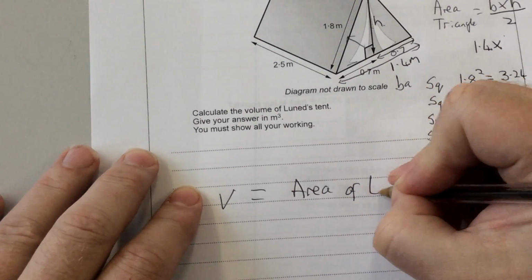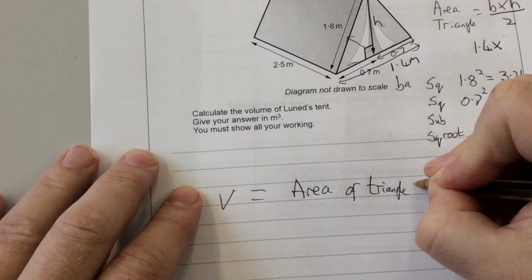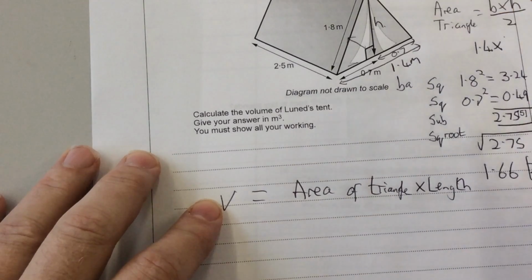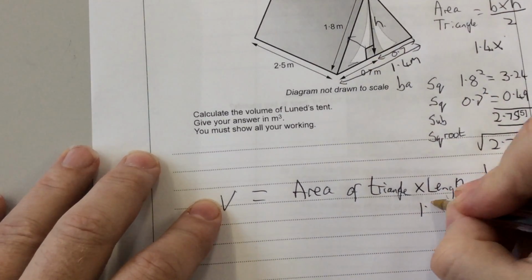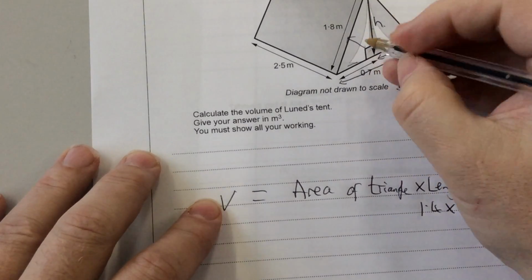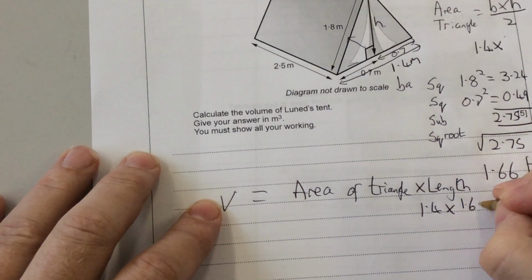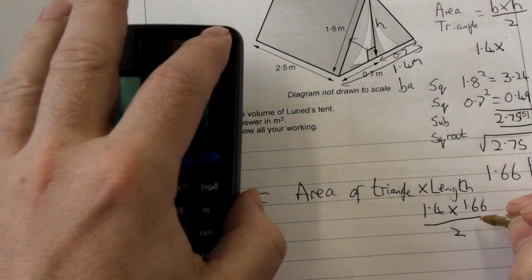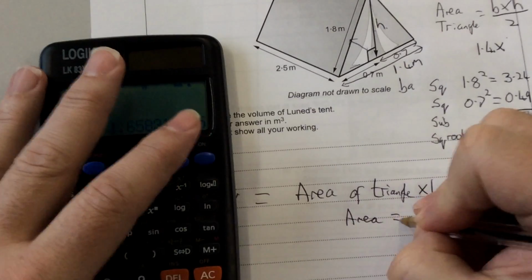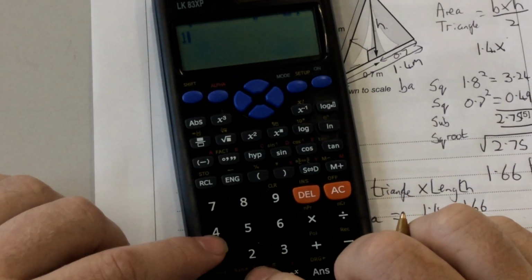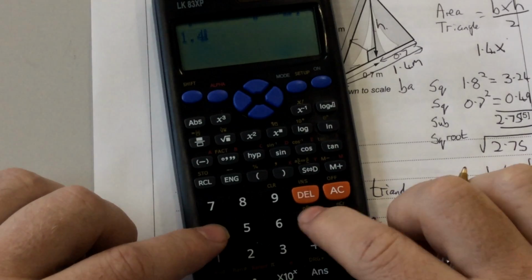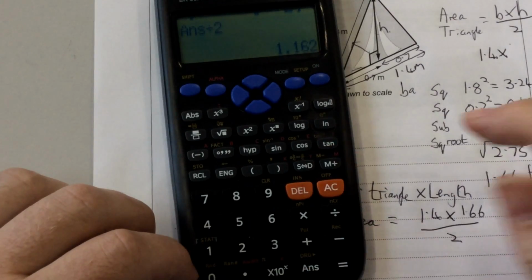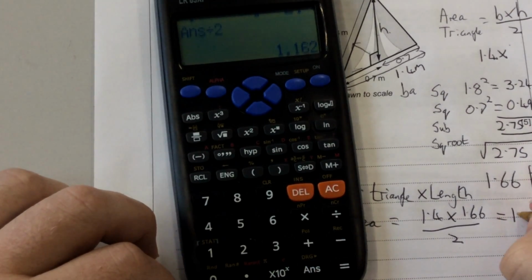So now, when I'm working out the volume of the tent, this volume was area of triangle times the length going back. So the area of the triangle, as I said, is base, which is 1.4, multiplied by the height, which we've just found is 1.66, divided by 2. That would be the area of the triangle, which I'm going to work out first. So the area, 1.4 times 1.66 divided by 2, comes in as 1.16.